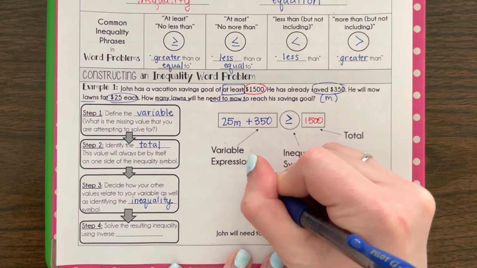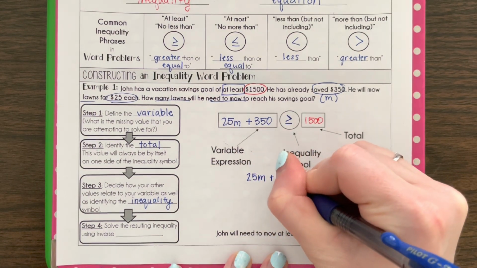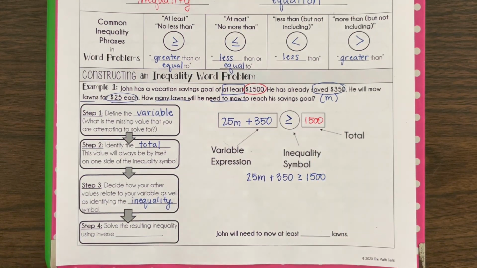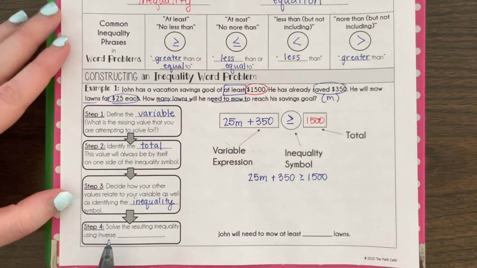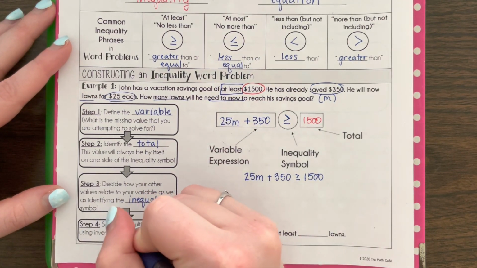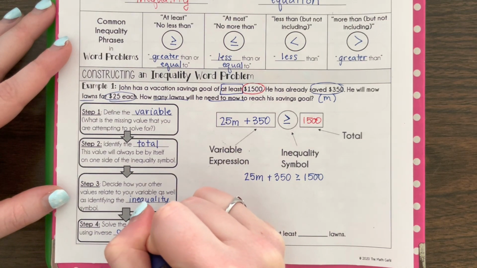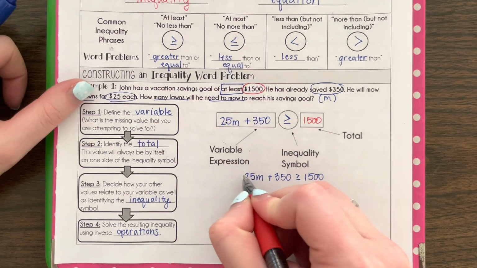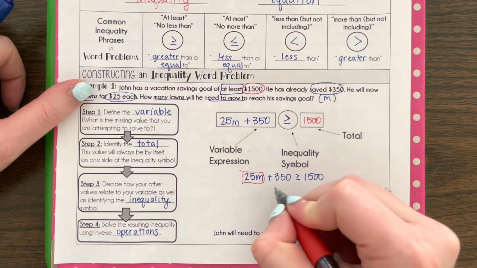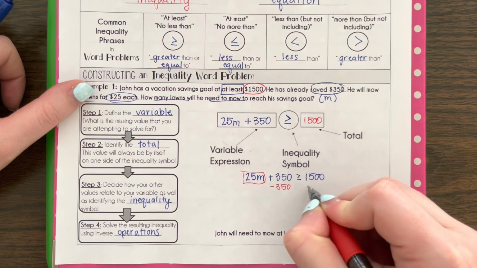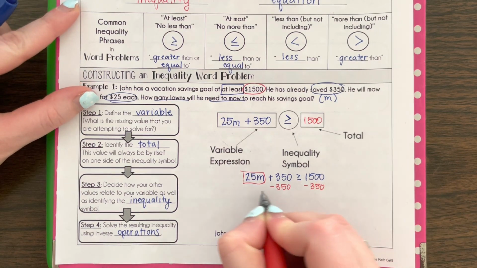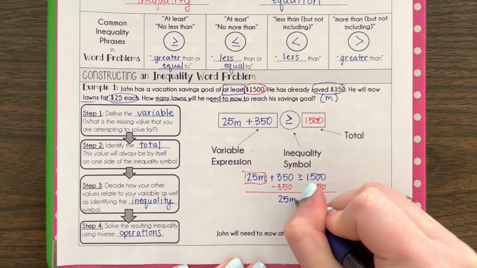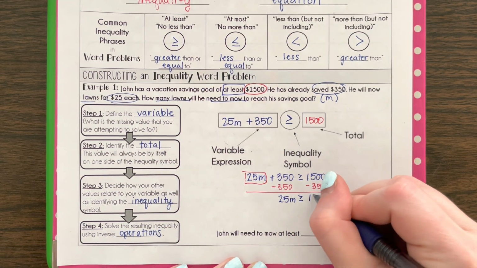Now we just solve. So we have 25M plus 350 is greater than or equal to 1,500. So I just rewrote it so it's easier for me to show my work. Step number 4 is we solve the resulting inequality using inverse operations, just like we did previously. So first step, we are isolating 25M. So we're going to subtract 350 on both sides. So we are left with 25M is greater than or equal to 1,150.